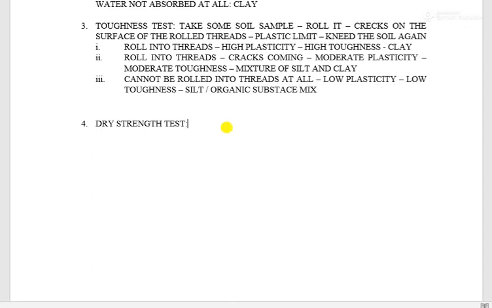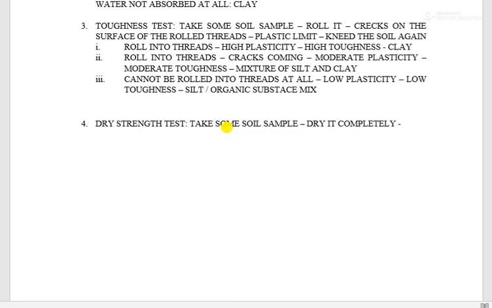Now, coming to the dry strength test, you have to take some soil. You have to dry the soil completely. That means you have to evaporate the total amount of water from the soil by drying it in an oven. Dry it completely. Then you have to apply some pressure with your finger.